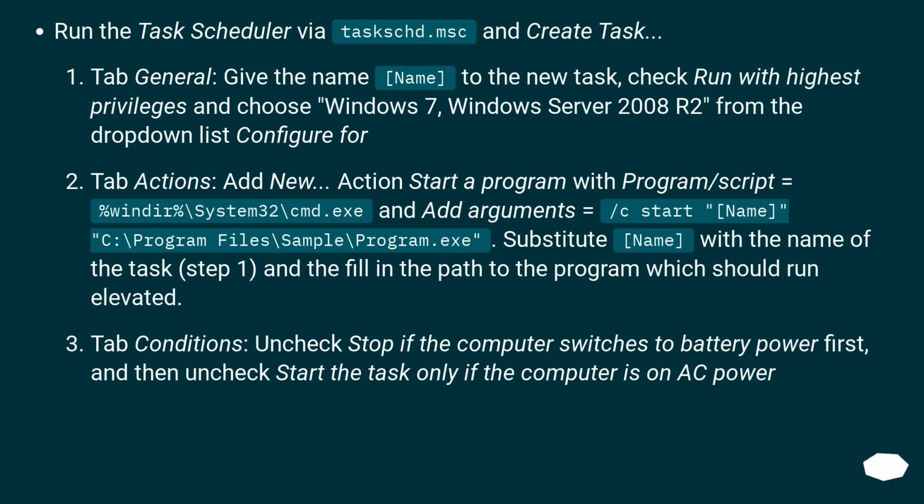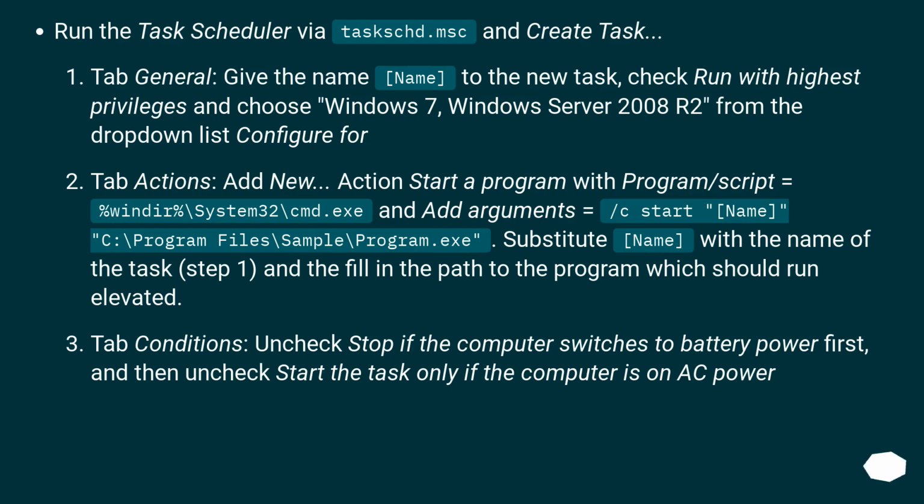Tab Actions, add a new action. Start a program, with program/script equal to %windir%\system32\cmd.exe, and add arguments equal to /c start "name" "C:\program files\sample\program.exe". Substitute name with the name of the task from step 1, and fill in the path to the program which should run elevated.